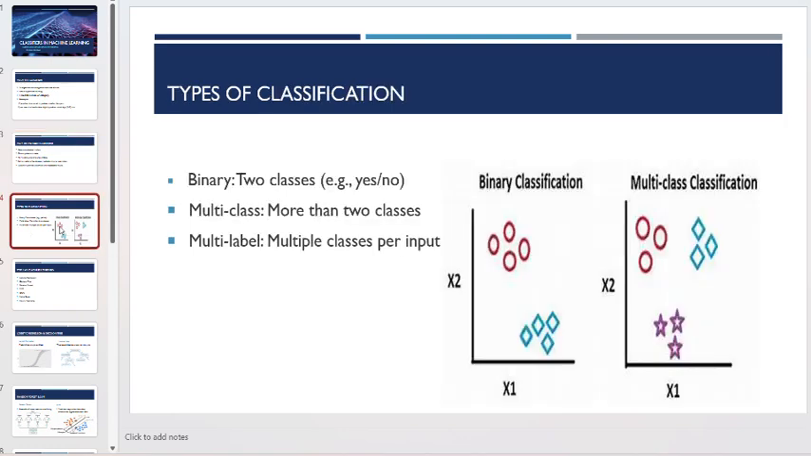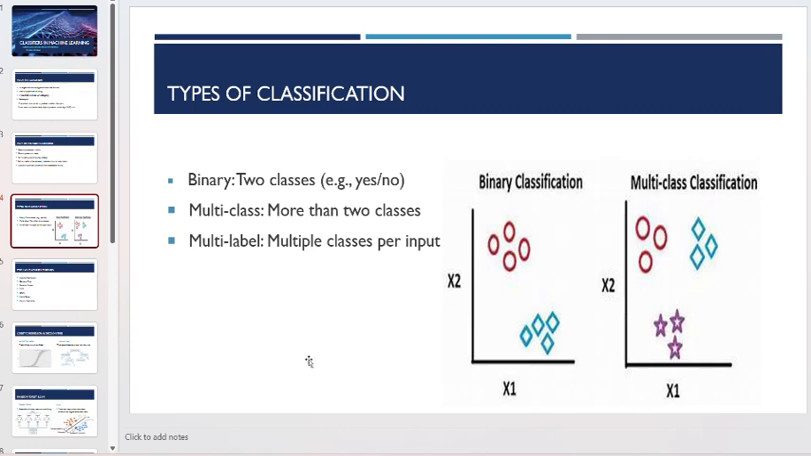And then types of classifiers. There are three types of classification. First is binary classification, then multi-class classification, and then multi-label classification. Binary classification is one in which we have two outputs, for example, pass or fail. Binary classification is the simplest classification. It is used in basic prediction tasks.